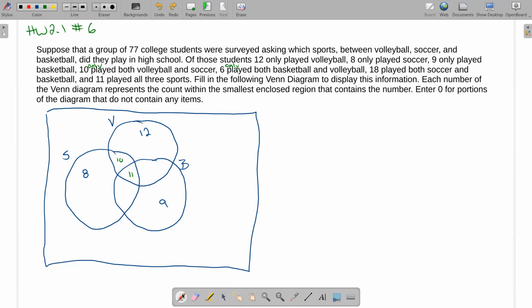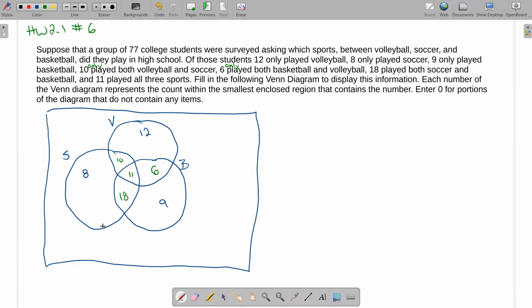Okay, so then 6 played both basketball and volleyball. That would be this here. 18 played soccer and basketball. So that would be this one down here. So they wanted us to fill that information in. And then we also have the region outside. So we got to figure out what that is.